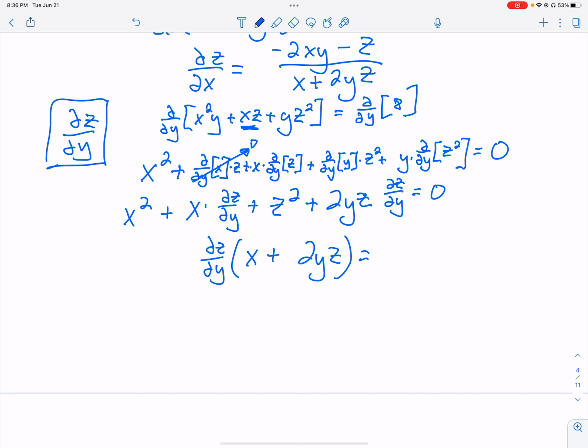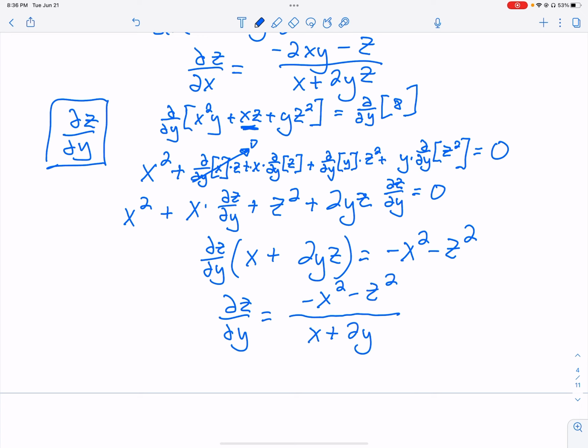And then I'm going to move whatever's left, negative x squared, negative z squared, to the other side. All right, that tells me the partial with respect to z. I keep saying it wrong. Partial of z with respect to y is equal to negative x squared minus z squared over x plus 2yz.